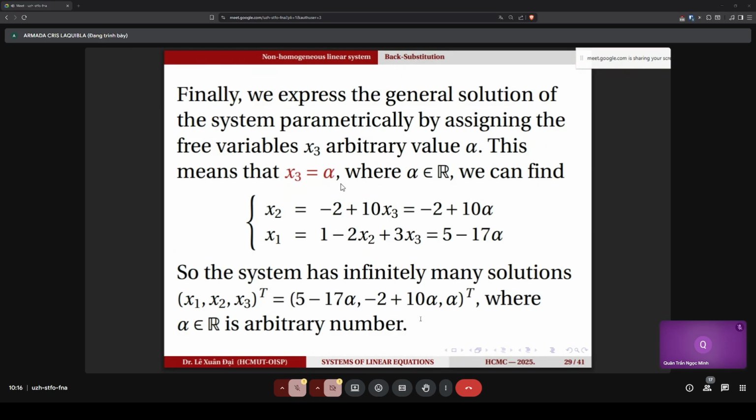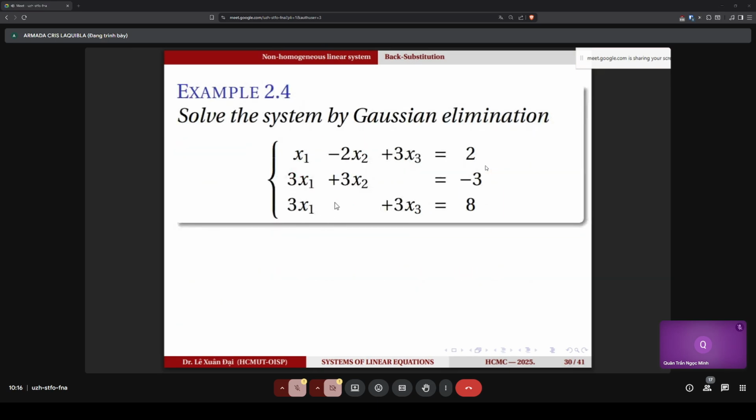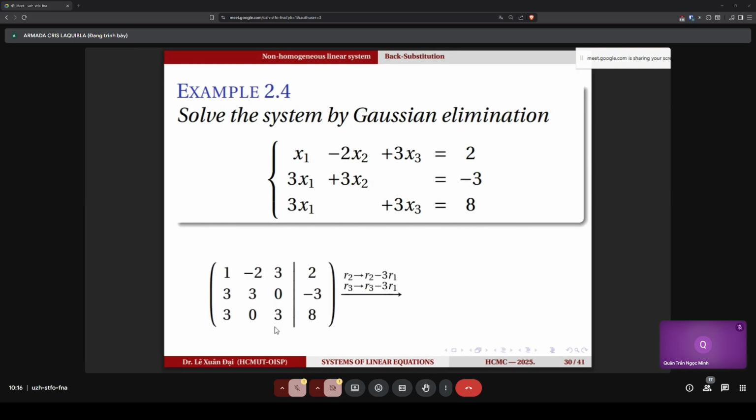Now, what will happen if not all zeros in the third row? There's a number there, in the B column. So that is this example. Solve this system of linear equations by Gaussian elimination again. So make the augmented matrix here.